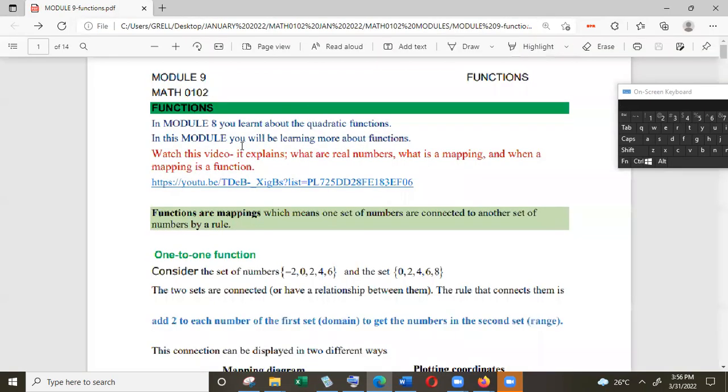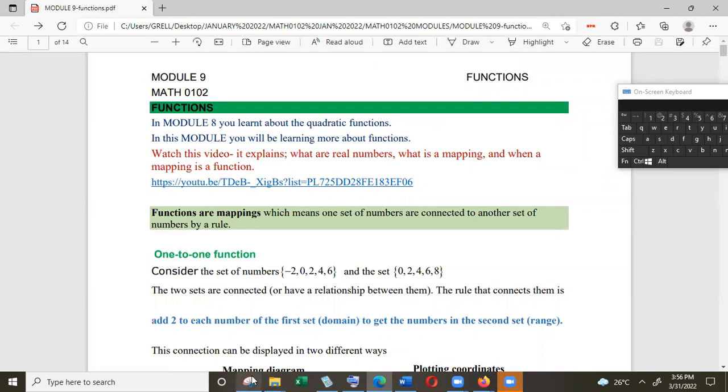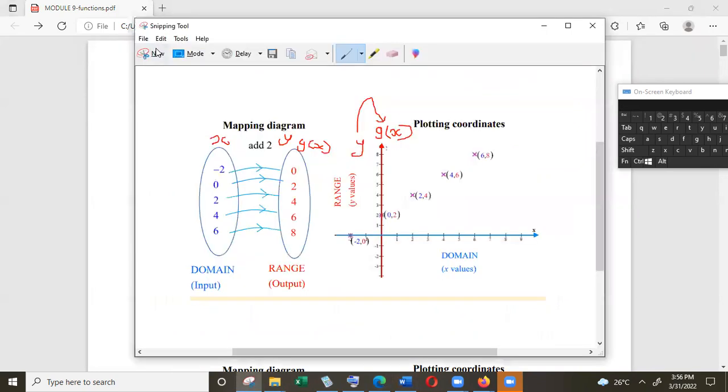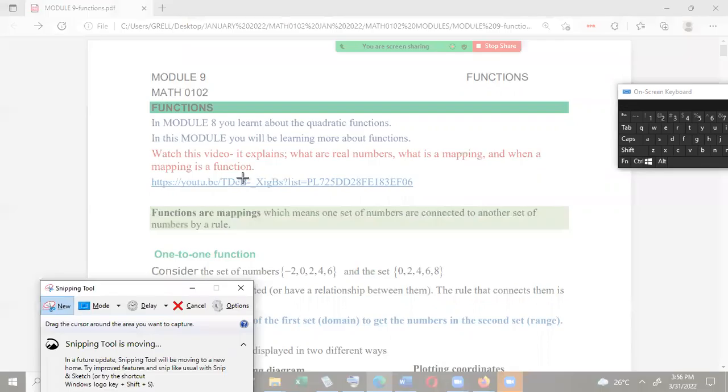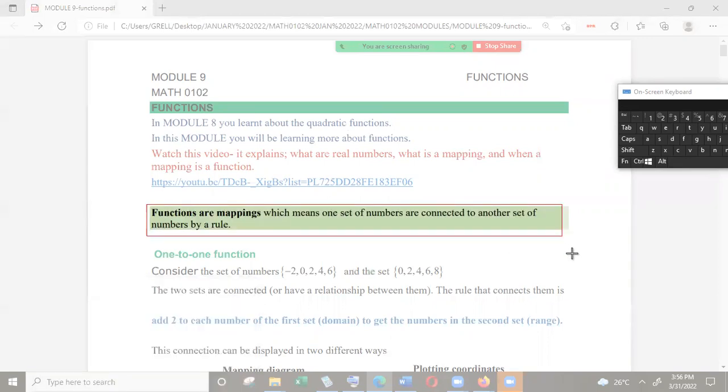Also, the video was being activated. This YouTube video was being activated. So if you click on this unit, you can watch a YouTube video. It says watch this video. It explains what are real numbers, what is a mapping, and when a mapping is a function.